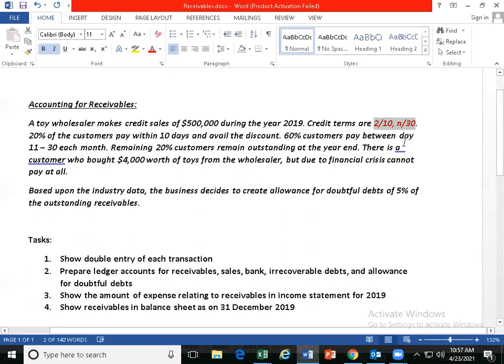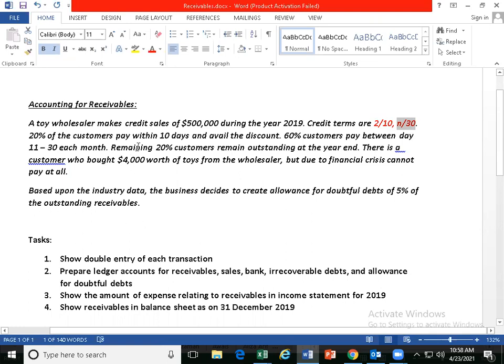Yes, very right. 2/10 simply reflects that any credit customer who makes the payment within the first 10 days will be allowed a discount of 2%. So whatever his payment is, we will offer him a discount of 2%. He doesn't have to pay 100%. He can pay only 98% and 2% will be given to him as a discount. And n/30 is simply the total length of the credit that we are giving, 30 days to the customer to make the payments.